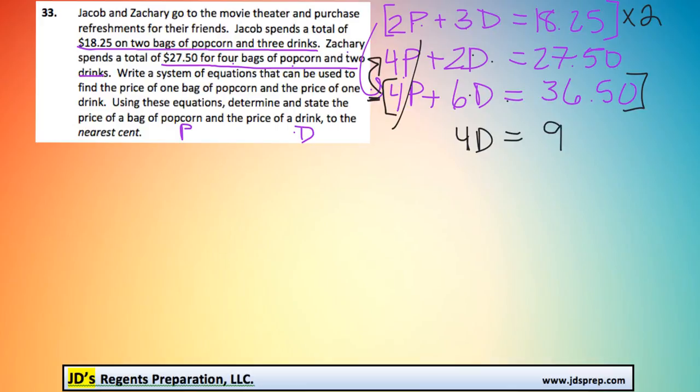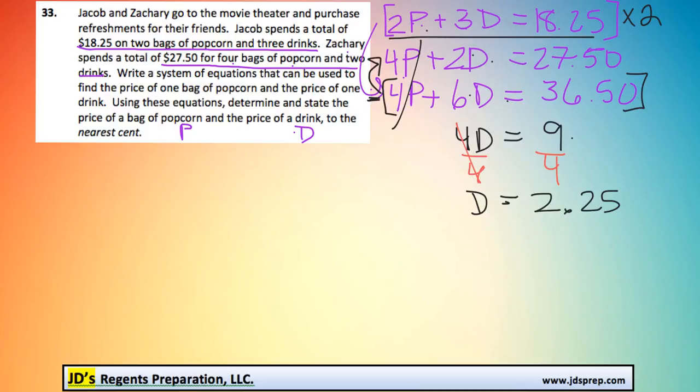Now it's pretty quick to figure out the price of a drink. We're just going to divide both sides by 4, and we'll see that the price of a drink is 9 divided by 4, which is $2.25.